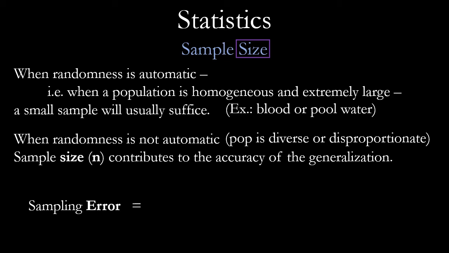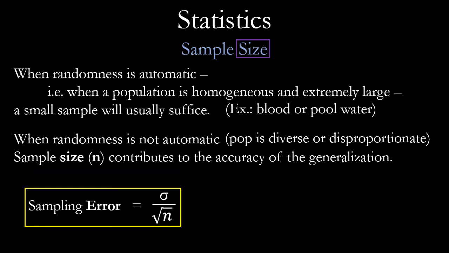Here I want to introduce something called sampling error, or the standard error. And this is calculated by sigma, which is a standard deviation, and we won't worry about standard deviation just yet, but I just want to include it because it's part of this formula. But I do want to direct your attention to what's on the bottom, what's in the denominator of this, the square root of n, right? So sigma, the standard deviation, divided by the square root of n.